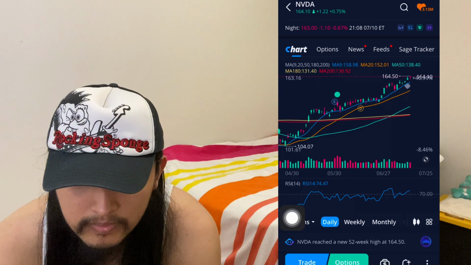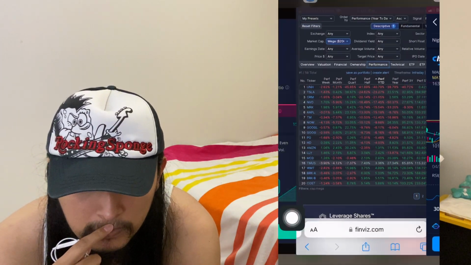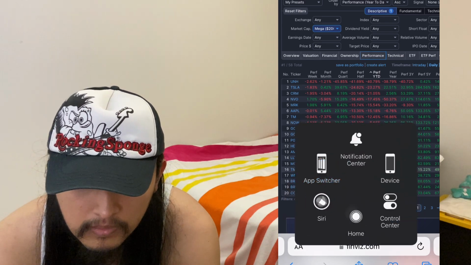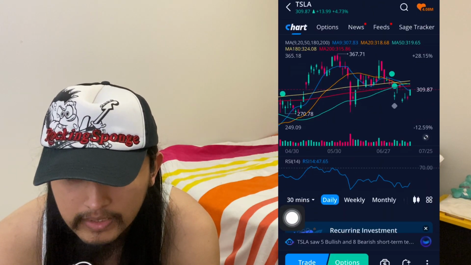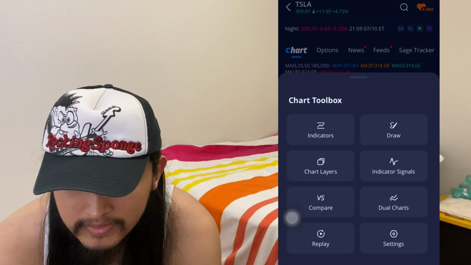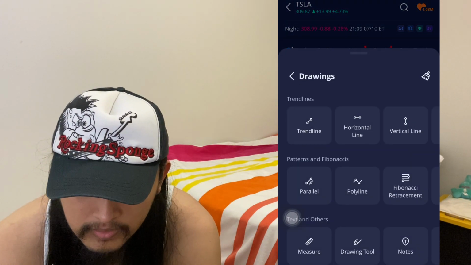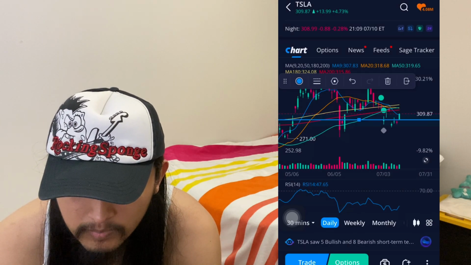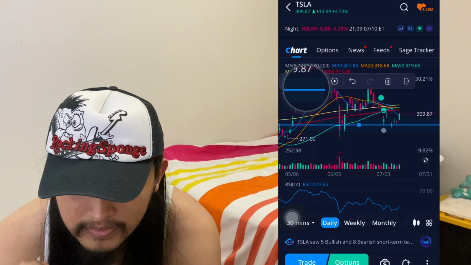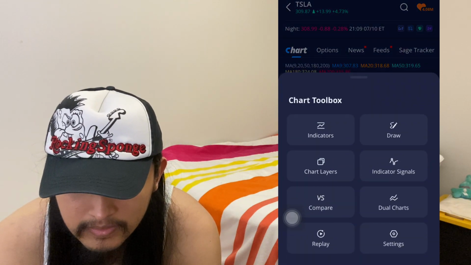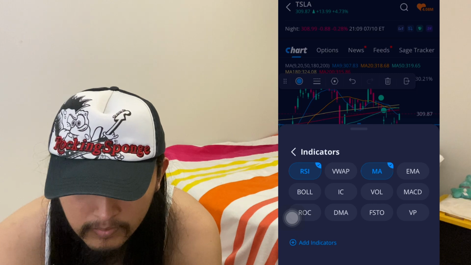Let's do Tesla, right? Let's do Tesla. So what I would do is map out my lines of resistance and support. So let's say for me personally, I see support for Tesla being this area. So that's the support.